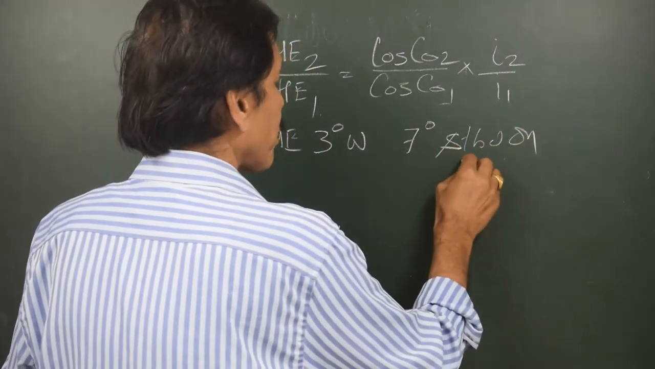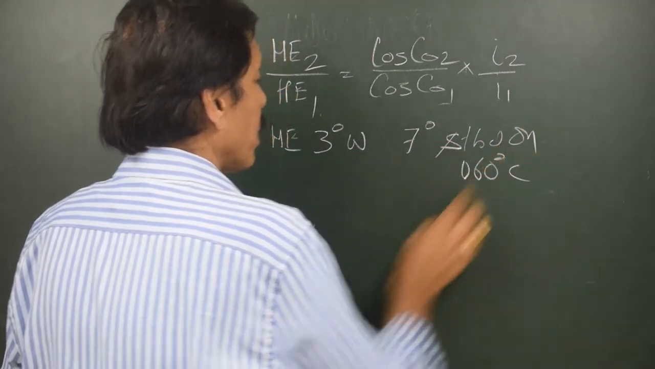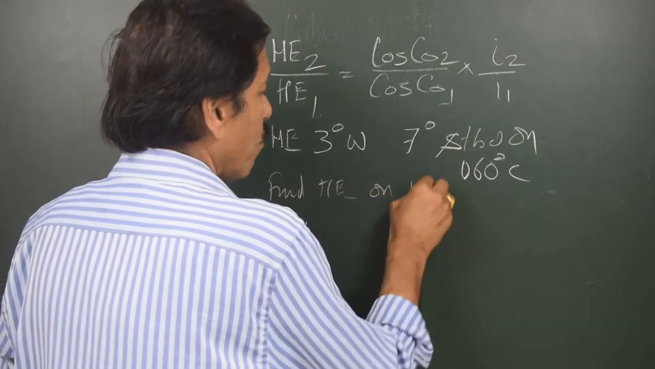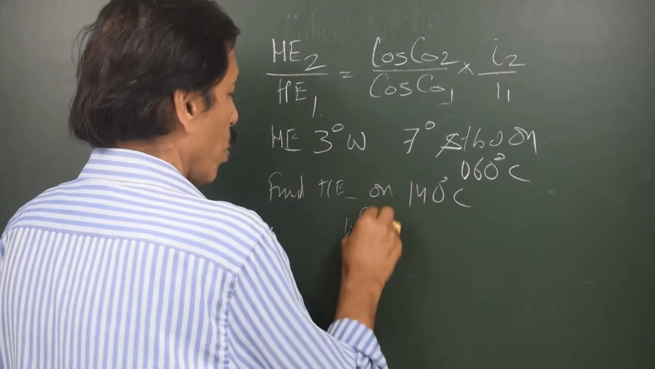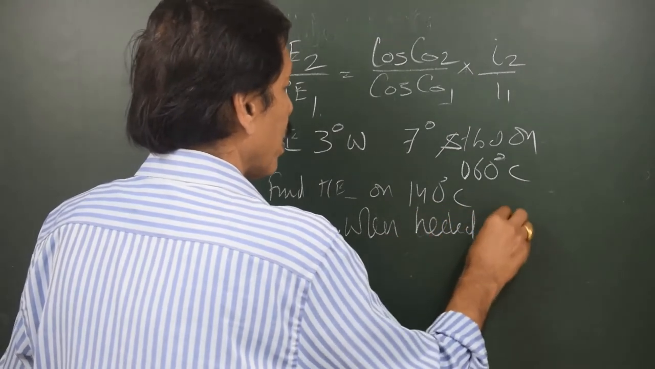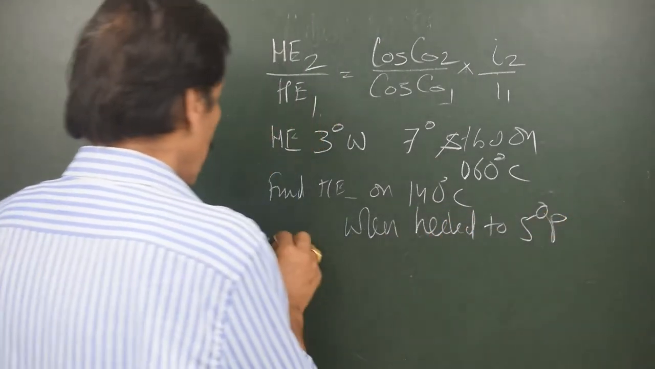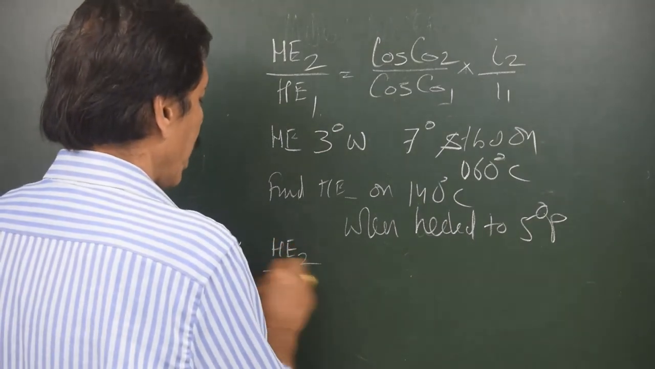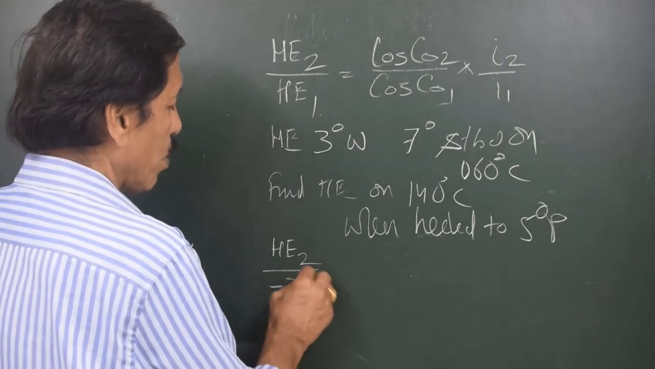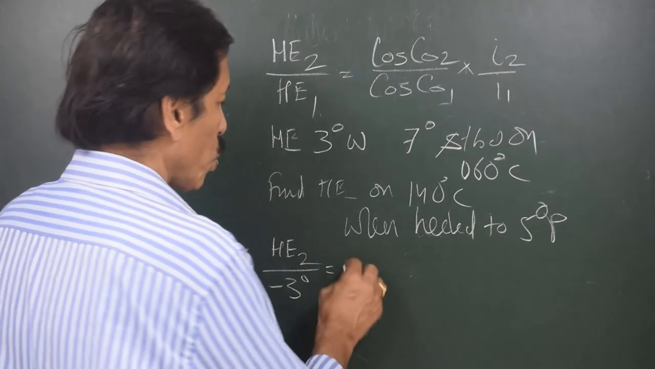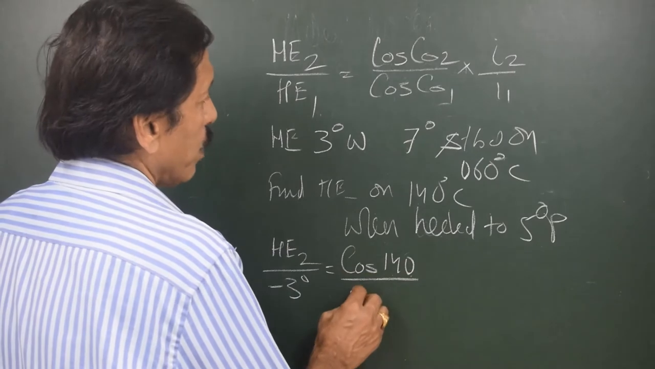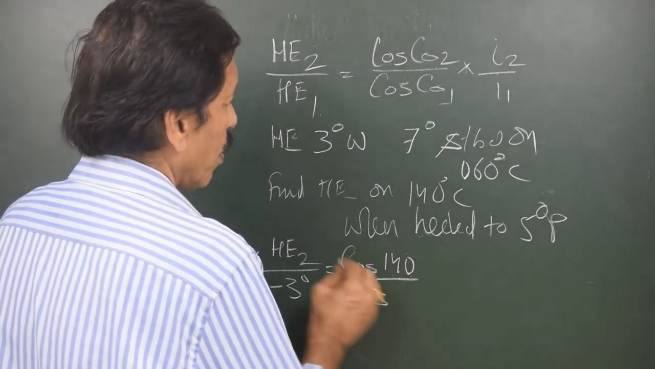on 060 degrees compass, find heeling error on 140 degrees compass when heeled 5 degrees port. So heeling error 2 is required, and heeling error 1 is minus 3 degrees, because 3 degrees west. Cos of course 2 means cos of 140. Cos of course 1 is cos of 60.